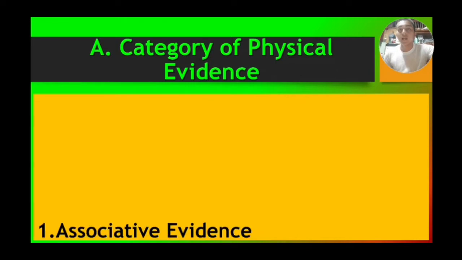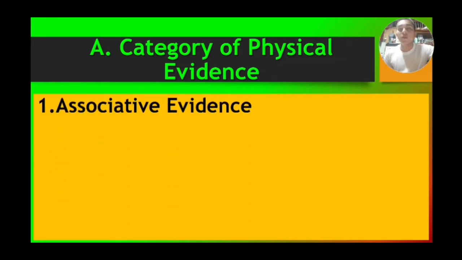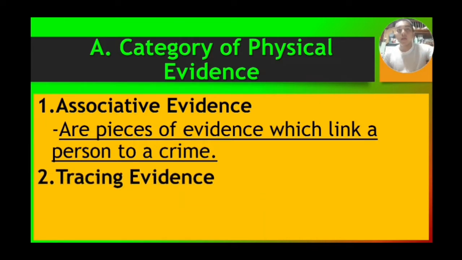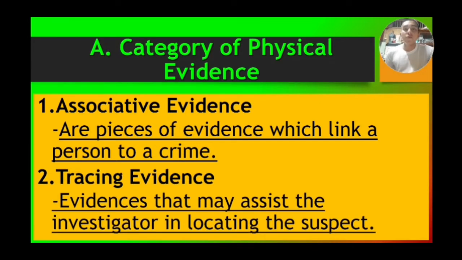Categories of physical evidence. First, we have associative evidence, which are pieces of evidence that link a person to a crime. Second, tracing evidence, which are evidences that may assist the investigator in locating the suspect. So the difference between the two is that for associative evidence, the keyword is to link a person to a crime. An example of that is the fingerprint of the offender, which will link to whoever committed the crime.